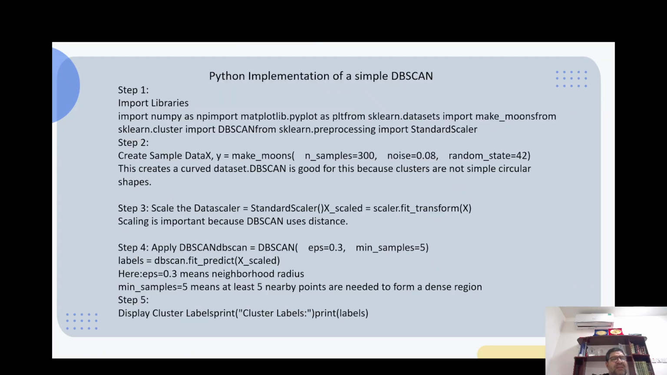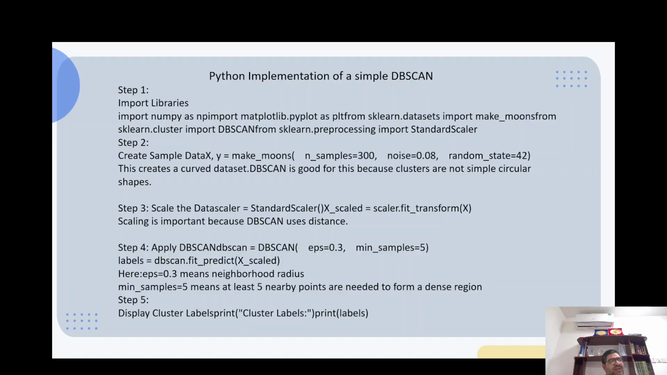If you look at the Python implementation, it is shown in 5 steps. First, we import the library. Second, we create the dataset, which we could also import. Here you need to understand that it specifies how many samples there are. We create the data with noise 0.08 and random state 42, which we know what it does. This creates a curved dataset. DBSCAN is good for this because the clusters are not simple circular shapes.